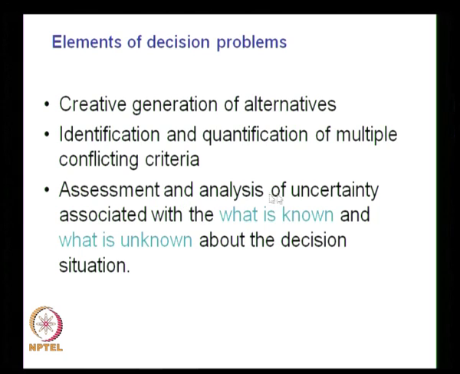Then comes assessment and analysis of uncertainty associated with what is known and what is unknown about the decision situation. Again, as I mentioned, there are many things known and many things unknown. So we need to look at these factors and analyze the uncertainty associated with the known and unknown factors. We look at those known and unknown factors, identify the uncertainties involved, and then make a decision. Here we will use many statistical techniques as well as logical techniques to find out the uncertainties and then quantify them, so that we will get some kind of quantitative information to make a decision.